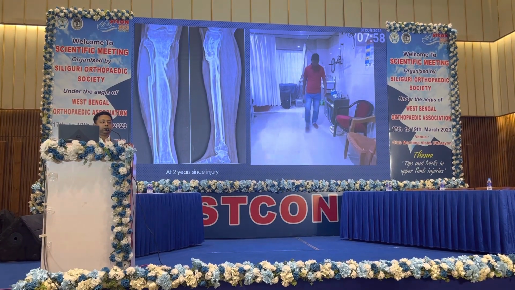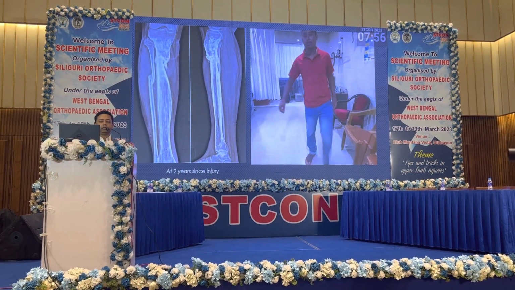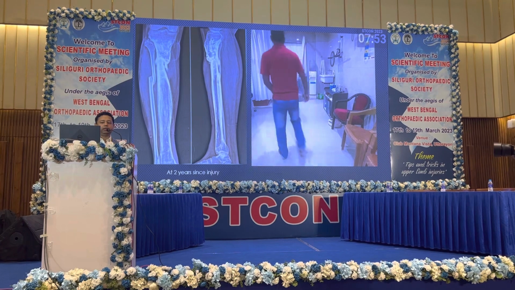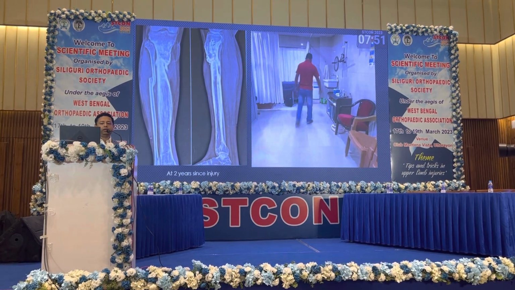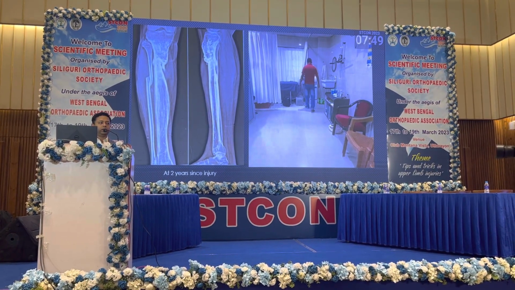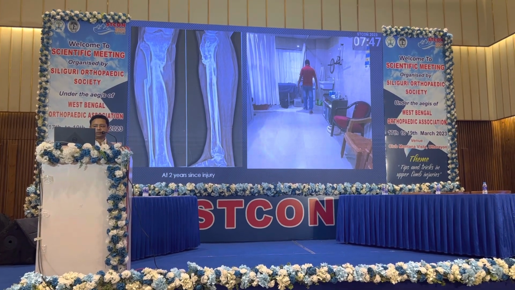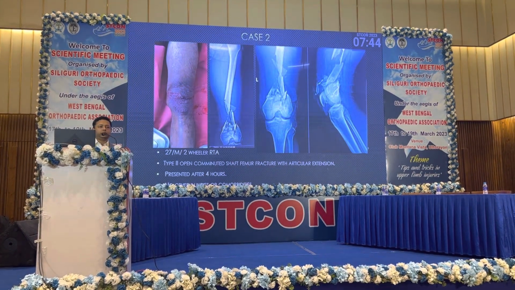So this is 2 years since the injury. The patient can walk. I mean, he has some limp, but he can walk, and there is no pain. And also the regenerate has consolidated pretty well. Okay. So I move on to the second case.